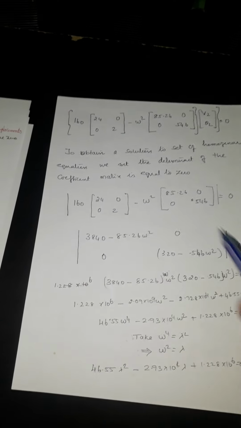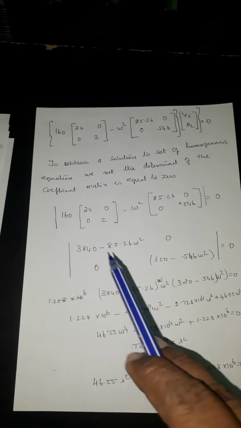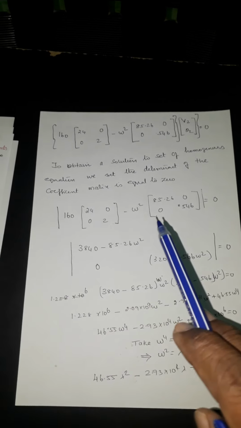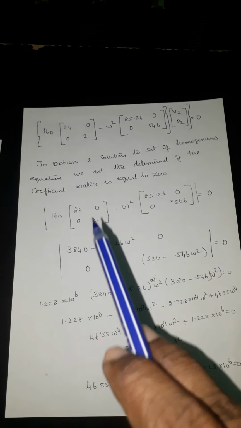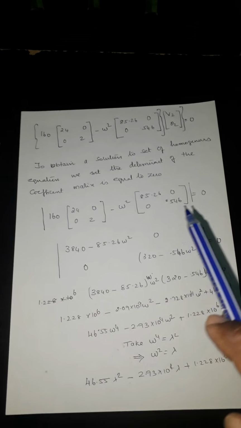Now I am subtracting this one, 160 into 2 minus omega square 85.26, this one. So you subtract this and this row, this minus this value, this minus this value. So I got this: 160 into 2, 320 minus omega square 0.546. So I am getting now.